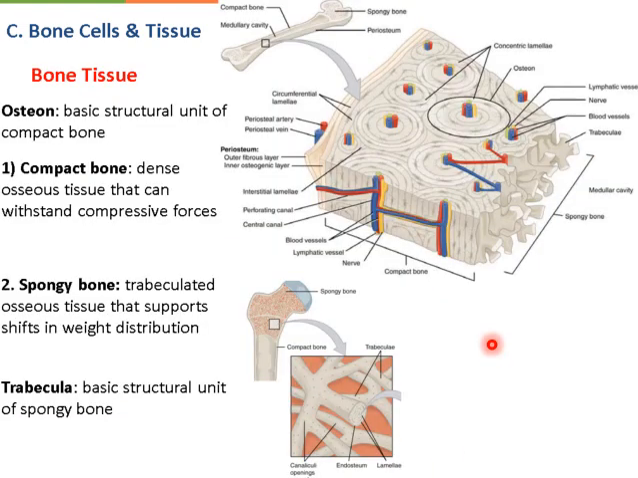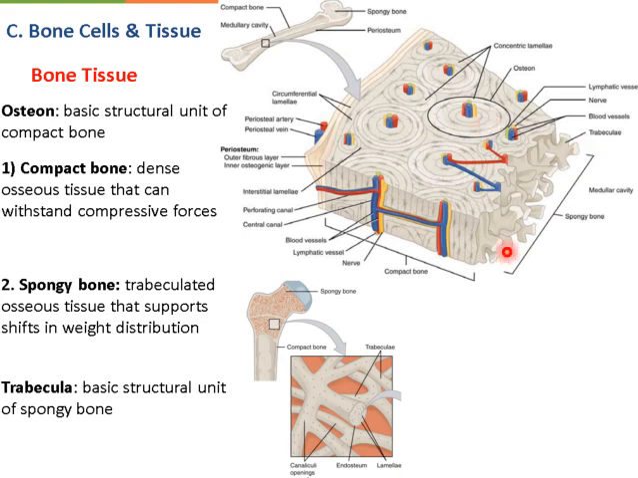Now, in terms of bone tissue, we have 2 types of bone tissue, as we said before. We have the compact bone and the spongy bone. The compact bone is built from the osteon, which is the basic structural unit of the compact bone. It is a hard, dense connective tissue that can tolerate and counter compressive and mechanical forces.